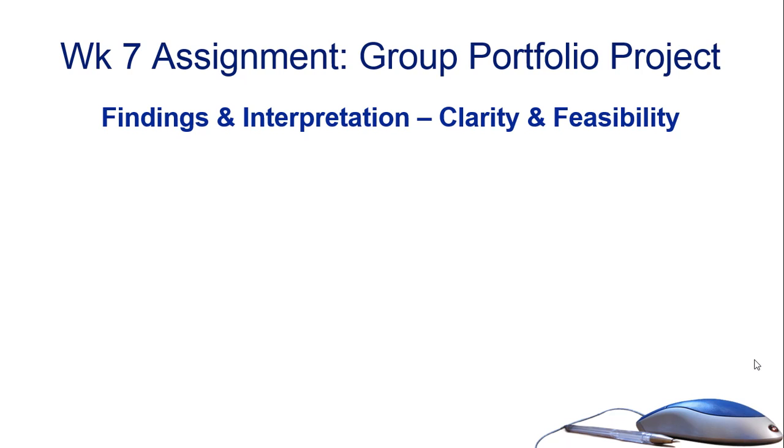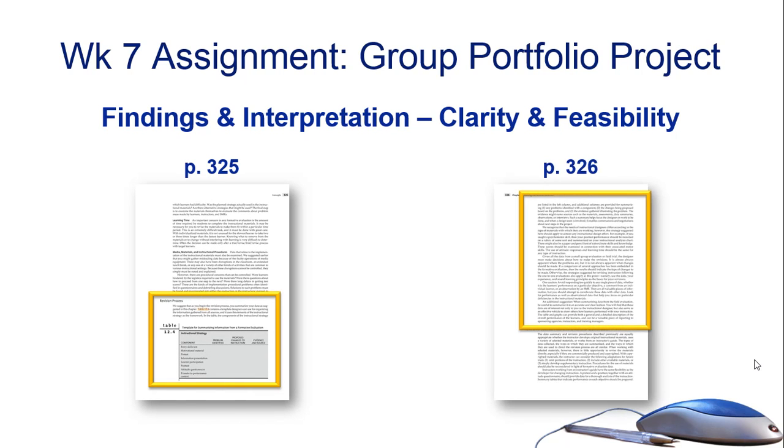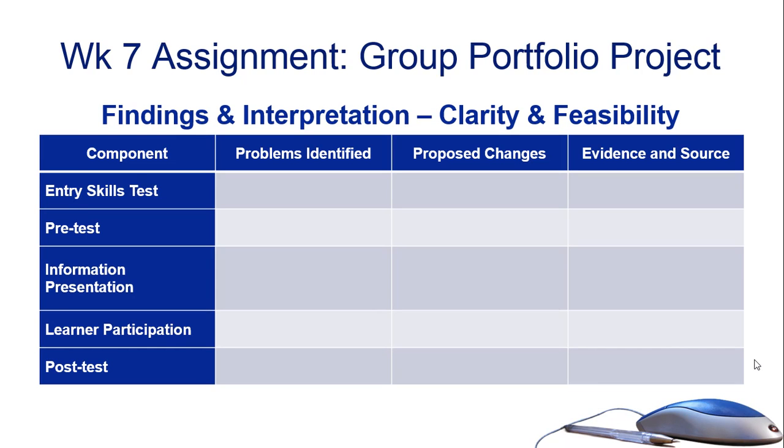Regarding clarity and feasibility, on page 325 and 326 you have a discussion there that gives you some ideas about thinking of the clarity and feasibility of your materials, instructional materials, documents, and anything that you will include in your workshop. And so what we want you to do here is that you use a table to present your findings along with the proposed changes based on your findings.